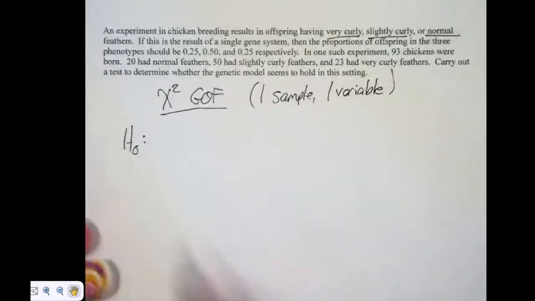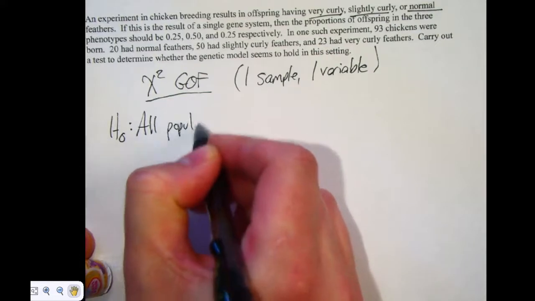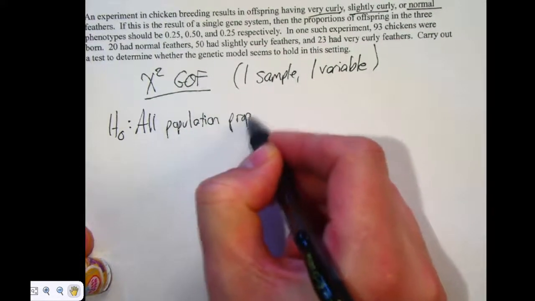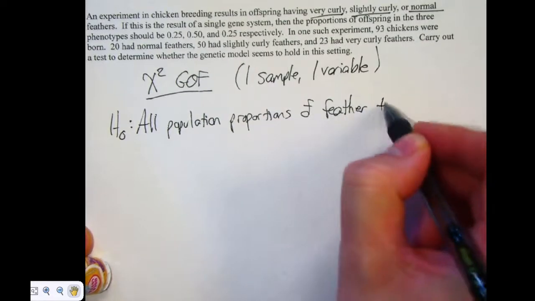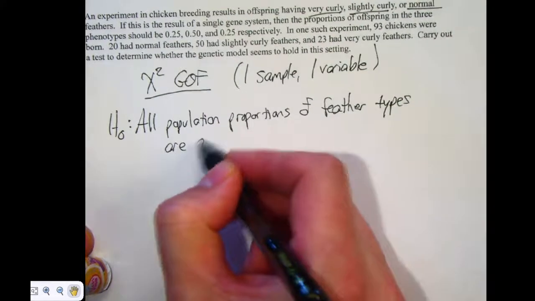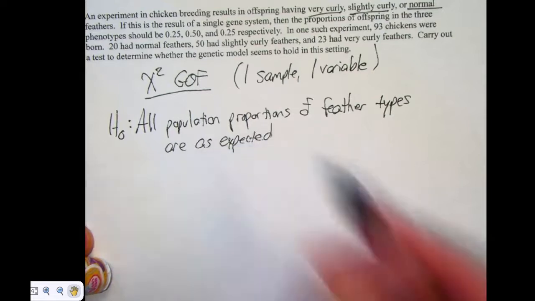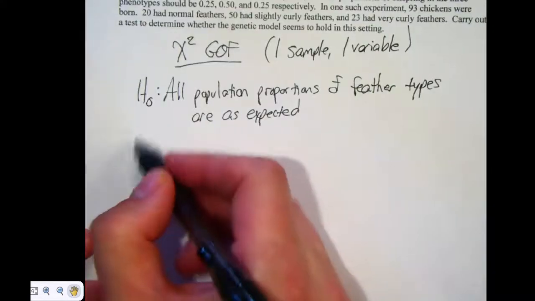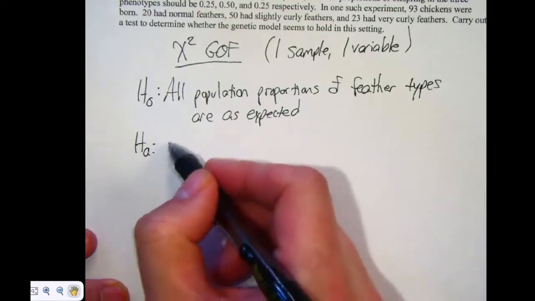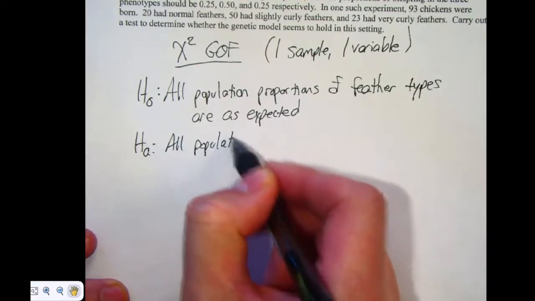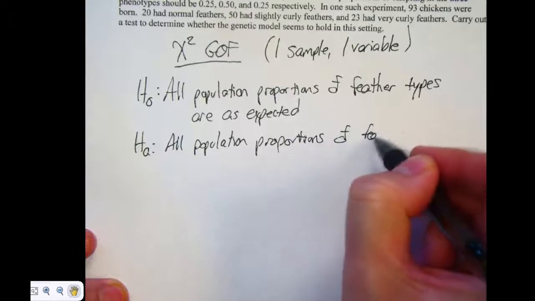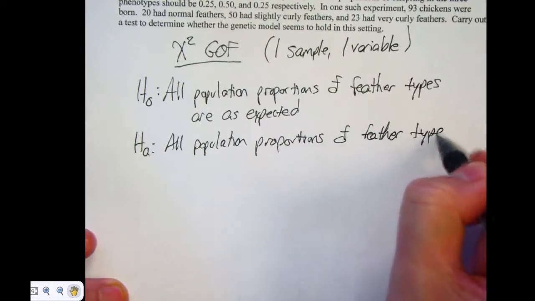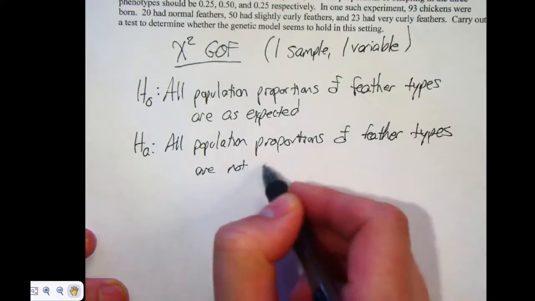Somebody raise your hand and hit me with H0. All population proportions of feather types are as expected. I said type and then I'm like, all right. HA: all population proportions of feather types are not as expected.